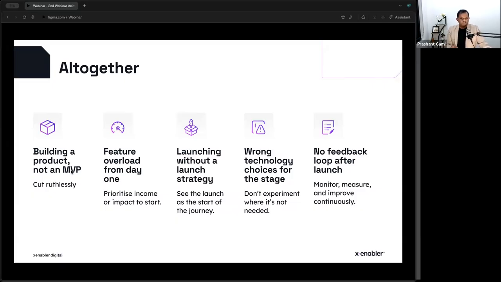Right. Launching without a launch strategy. So plan the launch alongside the development. Make sure you are prepared not only for the launch but beyond that, for the entire journey. Right. And don't experiment where it's not needed. So with technology, only take risk where it is required. Wherever there is a de facto choice, just go with the de facto choice. There's nothing wrong with it.